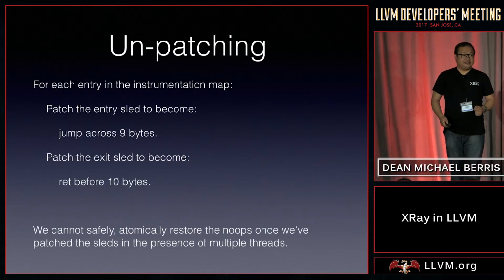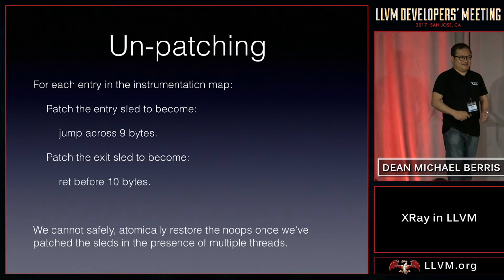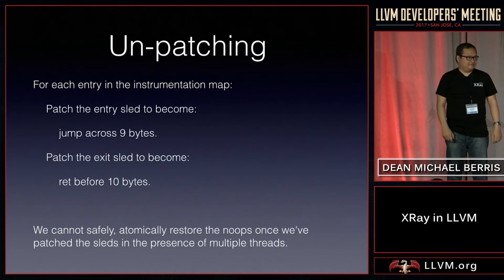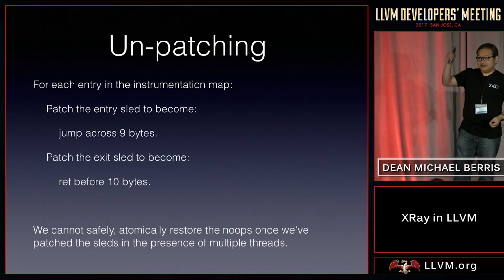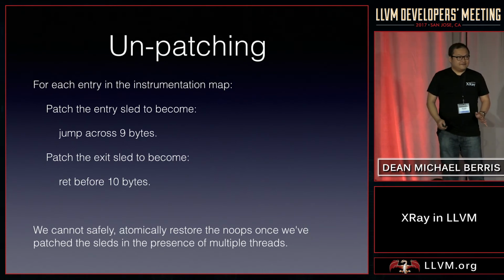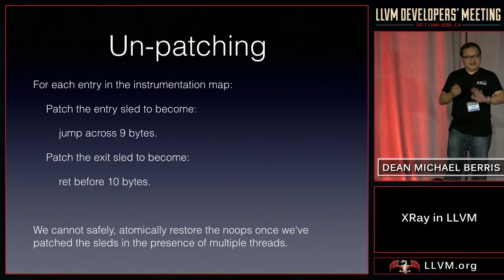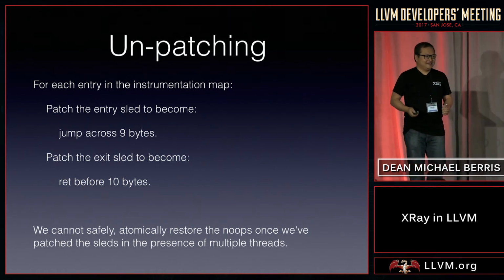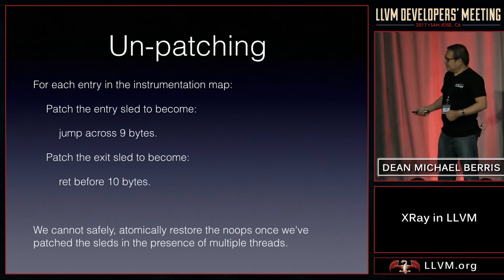Now, when we're unpatching, it's much simpler. We just write the jumps and the ret, because we can't be sure that there are no other threads that are in the middle of those bytes. Okay? And this is x86. I'll leave the imagination of other platforms to you guys. Okay.